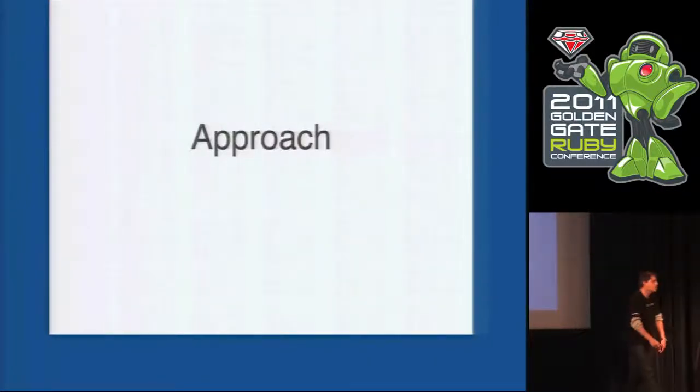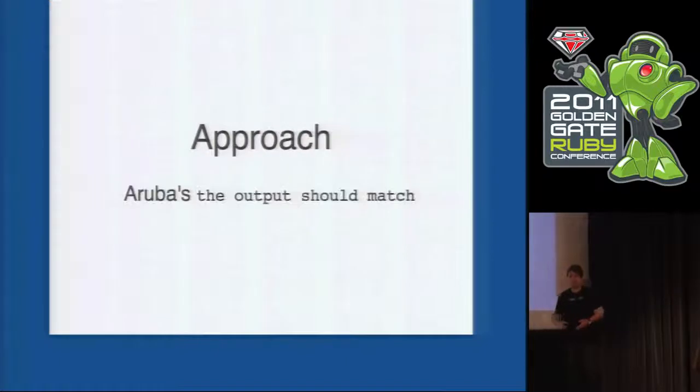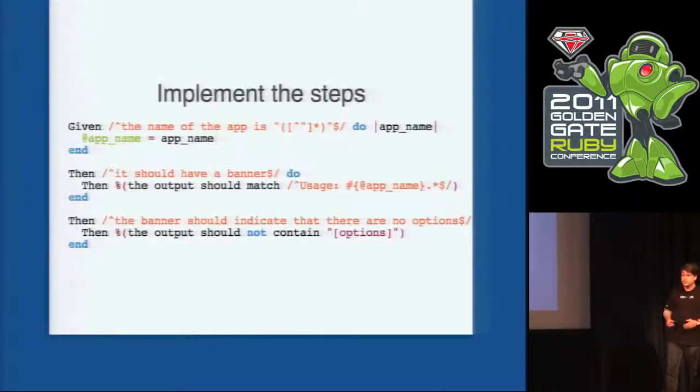Right. So all of this is the standard out or standard error of the app, and Aruba gives us a lot of different steps, sort of like this, that we can use to make assertions about the output, which is awesome because we don't want to have to capture standard error and standard out and do all that manipulation. Aruba's handled that for us. So here's how we implement those steps. We've got to save the name of the app so that we can then assert in the second step that it shows up in the banner.